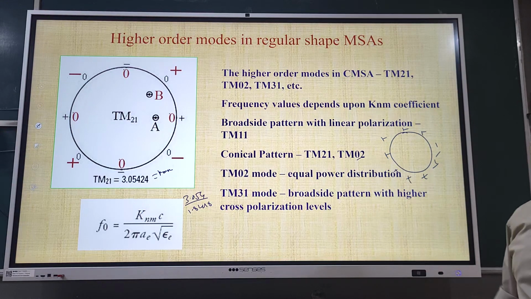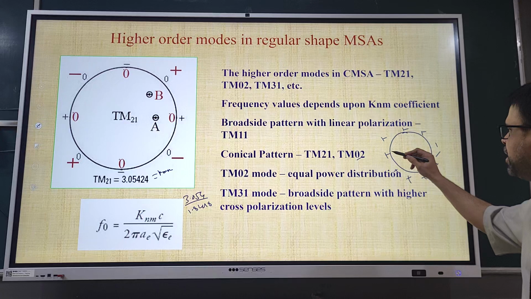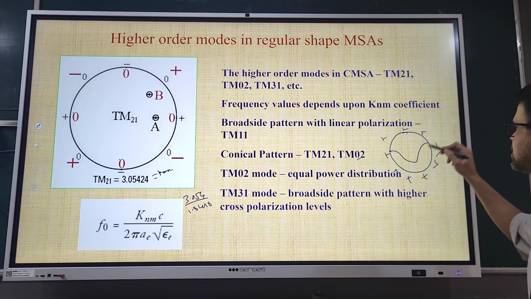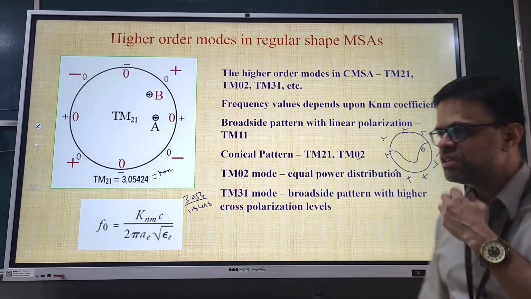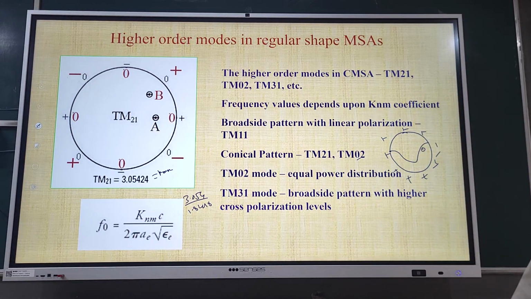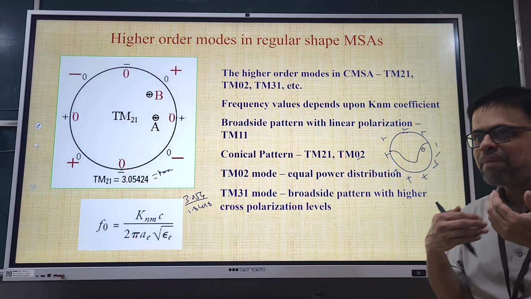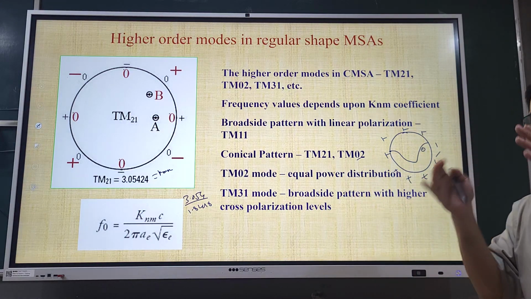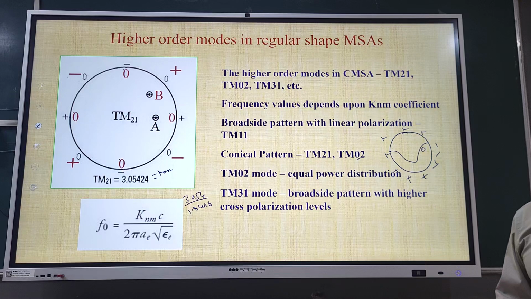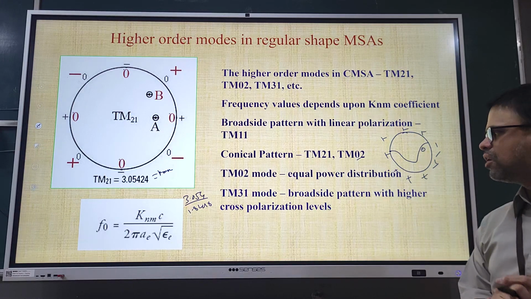Whereas field is showing 2 half wavelength variation along the diameter. So the field will look like this. So you put a field point over here. This is the field distribution. And this mode is used in equal power distribution. In fact, when I am using a power divider, this is one of the modes they use for a circular geometry. Okay, one of the higher order modes of circular geometry.